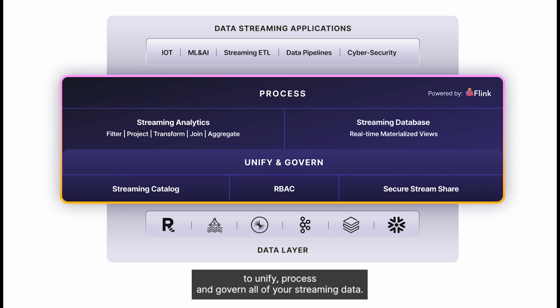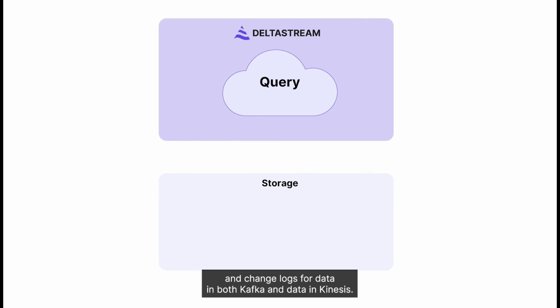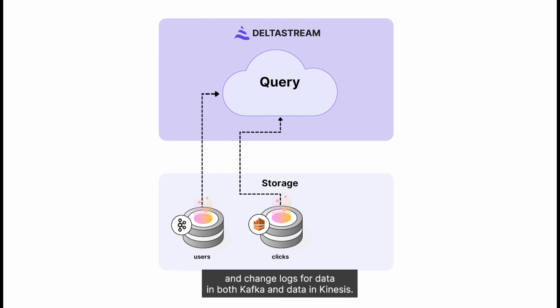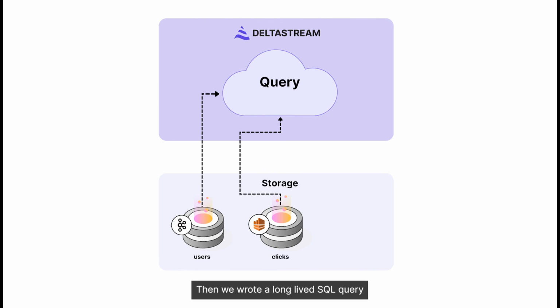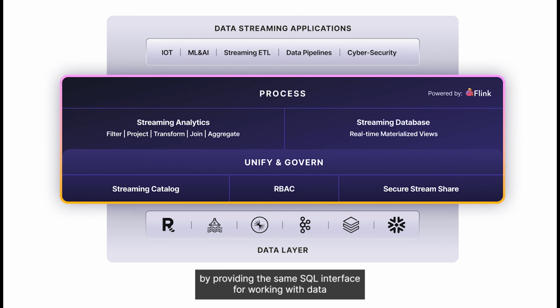DeltaStream is a solution to unify, process, and govern all of your streaming data. As we showed in this video, using the same SQL syntax, we were able to define streams and changelogs for data in both Kafka and data in Kinesis. Then we wrote a long-lived SQL query that ingests from both data sources and writes to Snowflake, the third data storage system in this query. By providing the same SQL interface for working with data from different sources, DeltaStream makes it easy to process and organize data, no matter the underlying storage layer.